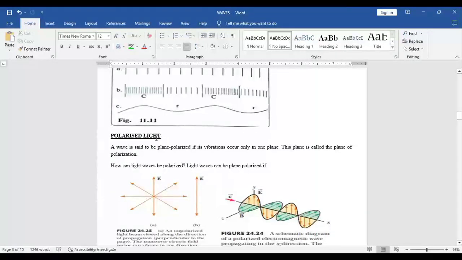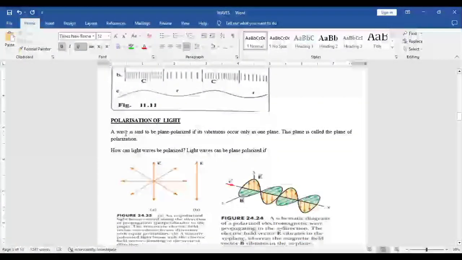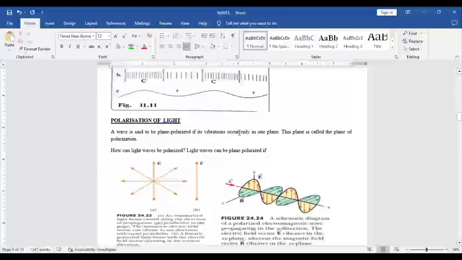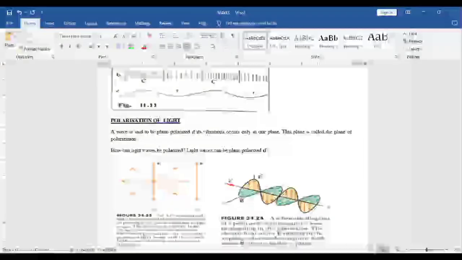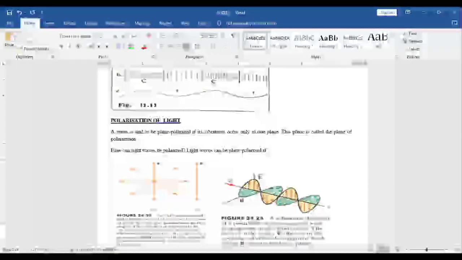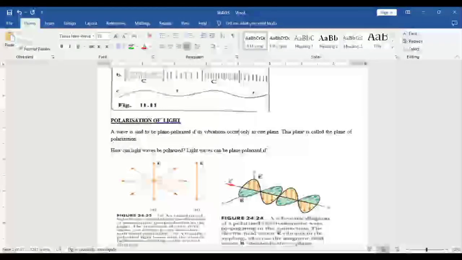Polarization of light. Okay, what is polarization? A wave is said to be plane polarized if its vibrations occur only in one plane. This plane is called the plane of polarization.